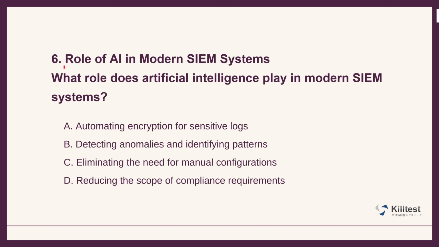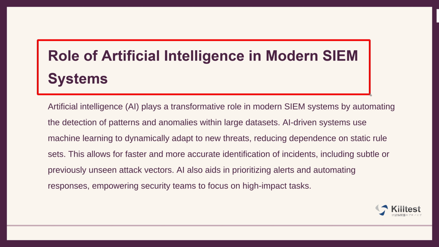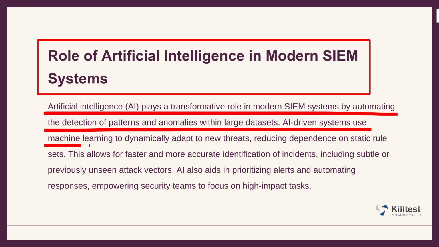Question 6. Role of AI in modern SIEM systems. What role does artificial intelligence play in modern SIEM systems? The knowledge points of this question are application of AI in incident detection. AI enhances SIEM systems by finding patterns and anomalies in data automatically. It can adapt to new threats, prioritize alerts, and suggest responses, making security operations faster and more effective.